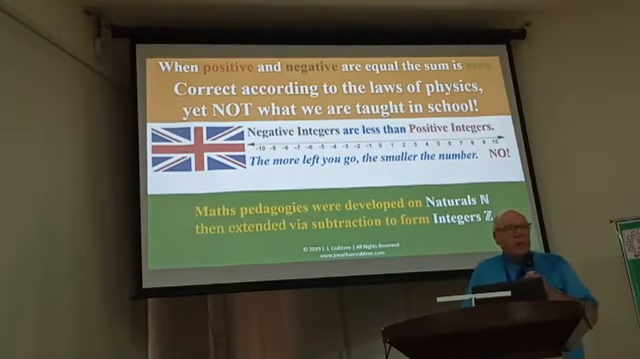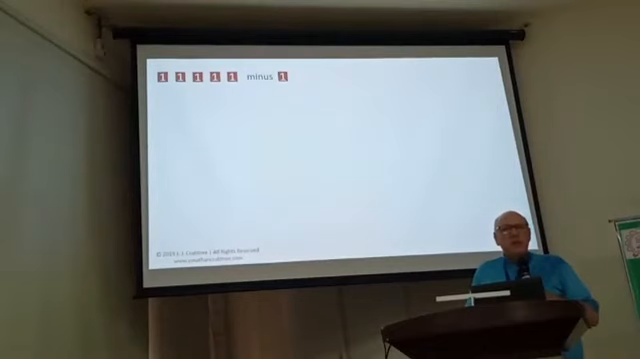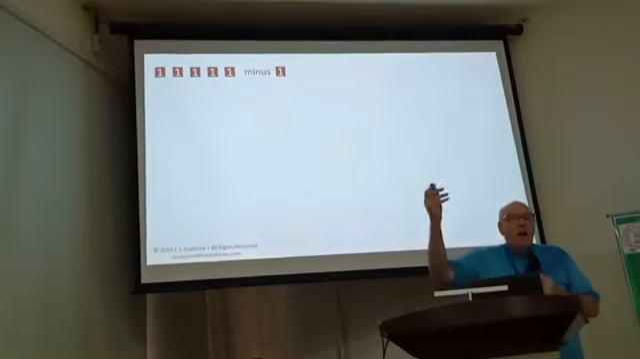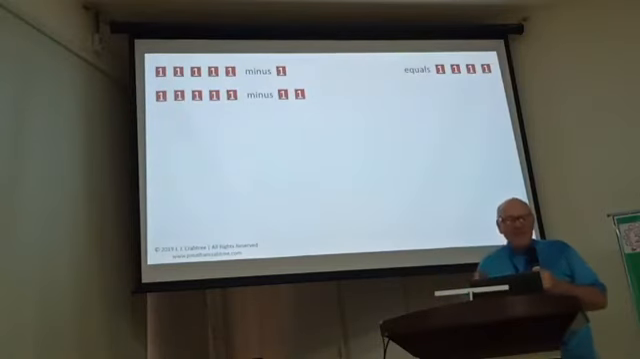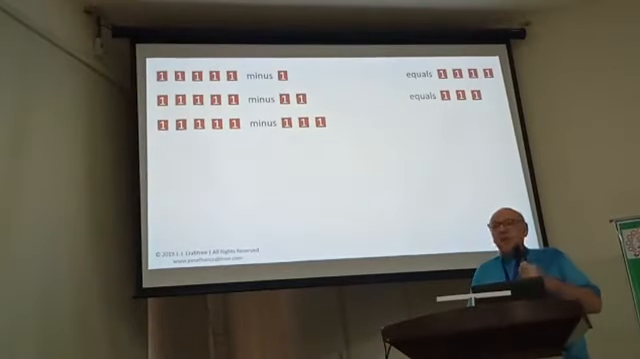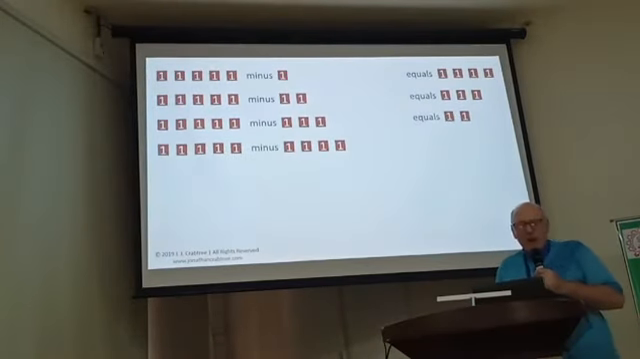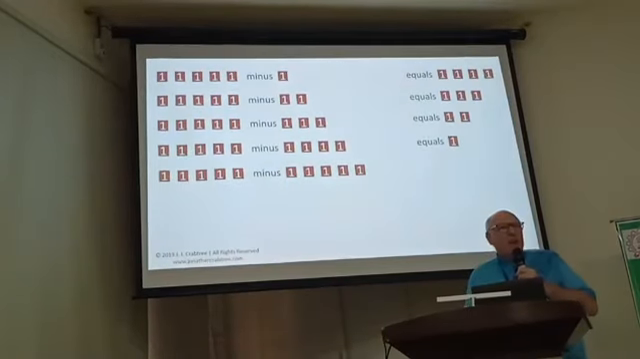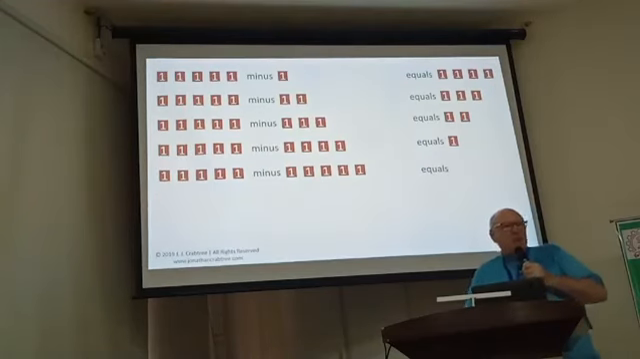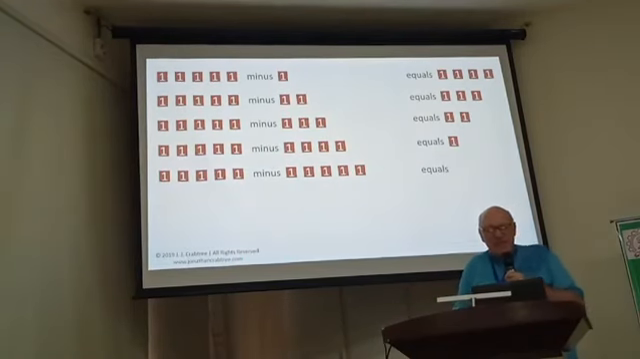Okay, so this is where some of the theory went wrong. The maths pedagogies in the West were developed on the naturals and then extended via subtraction to form the integers. So I want you to answer this. You're now all the children in class 2. So 5 minus 1 equals? 4. Okay, you've got the swing of it. 5 minus 2 equals? 3. 5 minus 3 equals? 2. 5 minus 4 equals? 1. I can tell you're professors. 5 minus 5 equals? 0. I'm just going to leave that empty, because, you know, there's nothing there, just an empty space.